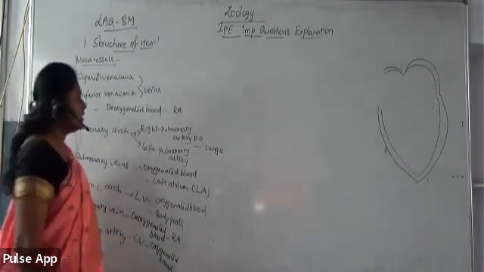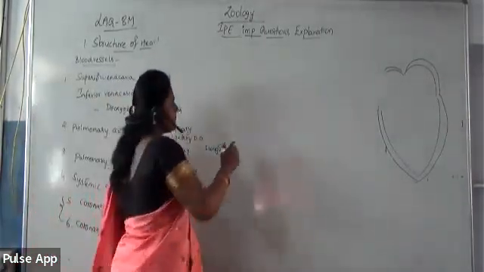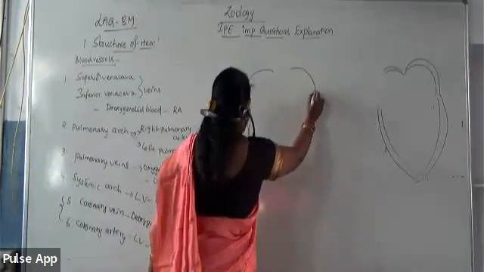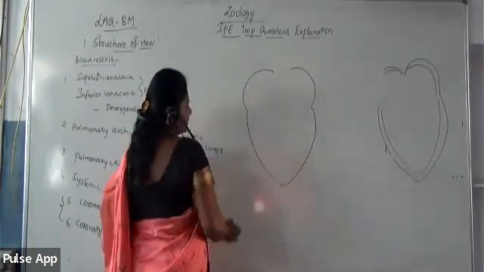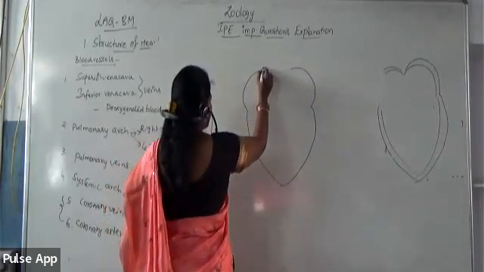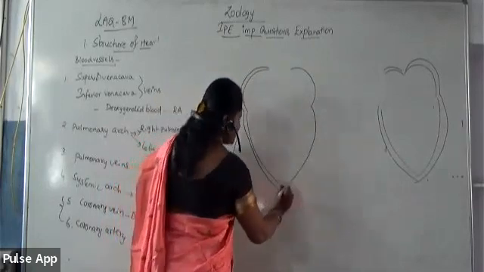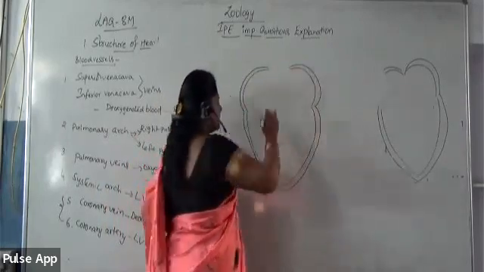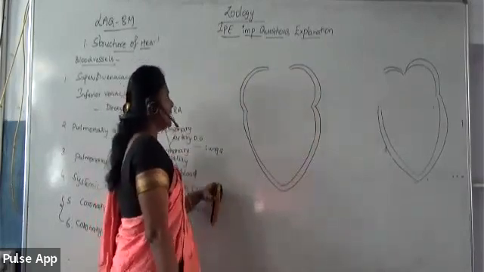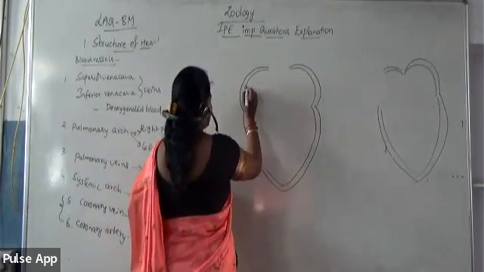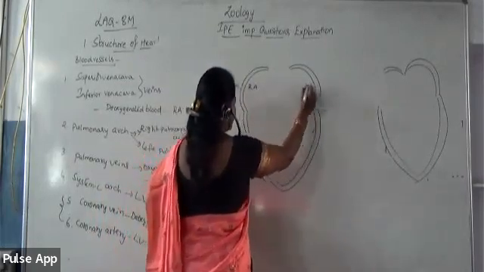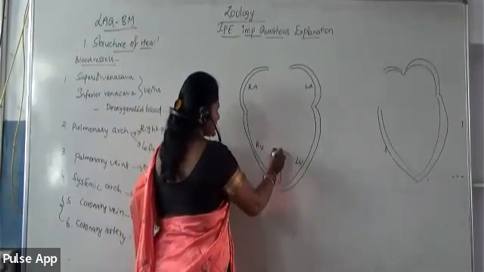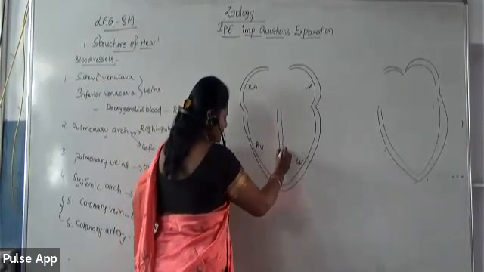Now let us see the overall internal structure of the heart with the overall revision. As I told you, the heart is 4-chambered in case of mammals or human beings. This 4-chambered heart is surrounded by a double-layered pericardium, with outer fibrous pericardium and inner serous pericardium, which has parietal and visceral layers. So this is right atrium, this is left atrium, this is right ventricle, and this is left ventricle.